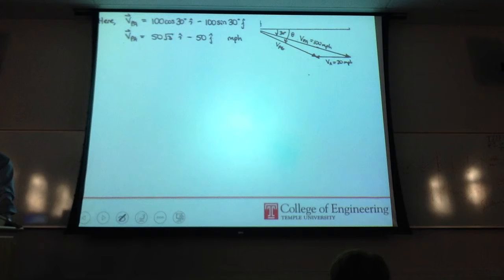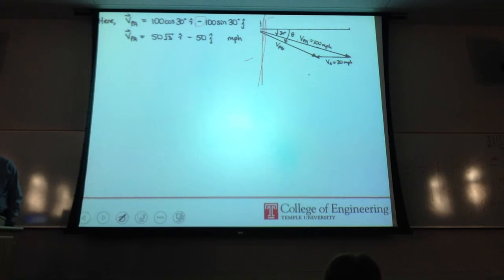And the same thing goes with the y direction. 100 sine of 30. Is that negative or positive? Everybody's saying negative, positive. So which one? It is negative here. Why is it negative? Because it is in the negative direction. This is positive. This is negative. Okay? So that is the vector representation of the velocity of the plane. Is that enough?